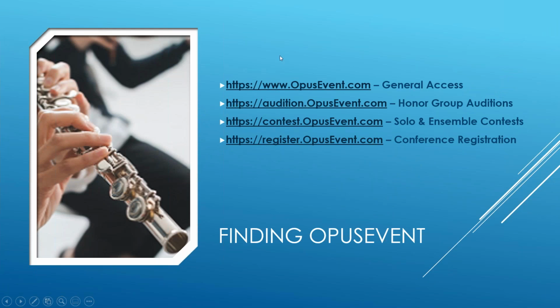It's going to be fairly simple, and it's the same in all of our applications. Just to review from the logging in video, we have 4 different websites that you can get to. There's www.opusevent.com, which is for general access. We have audition.opusevent.com for honor group auditions, contest.opusevent.com for solo and ensemble contests, and finally register.opusevent.com for conference registration. So that's how you find us on the web.